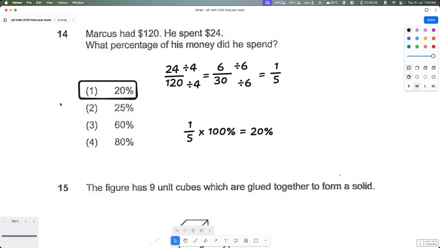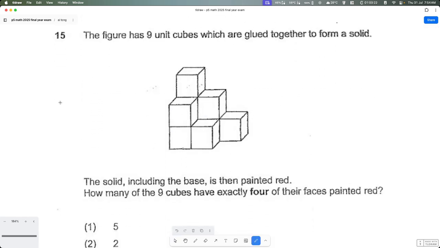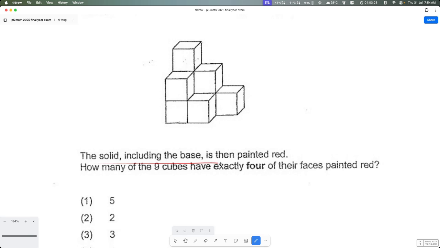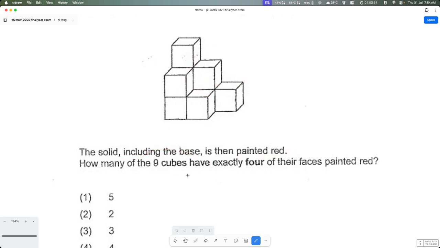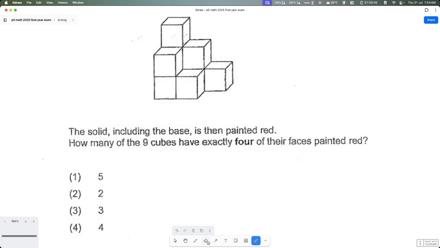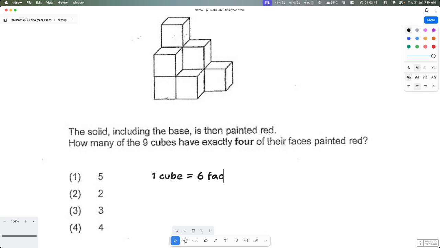All right, let's move on to question number 15. The figure has 9 unit cubes which are glued together to form a solid, and the solid including the base is then painted red. So we just paint everything red. How many of the 9 cubes have exactly 4 of their faces painted red? So we know that one cube has 6 faces.